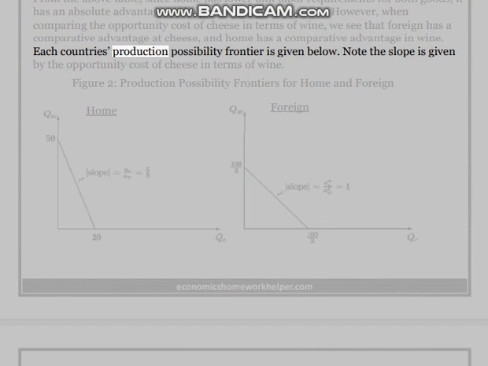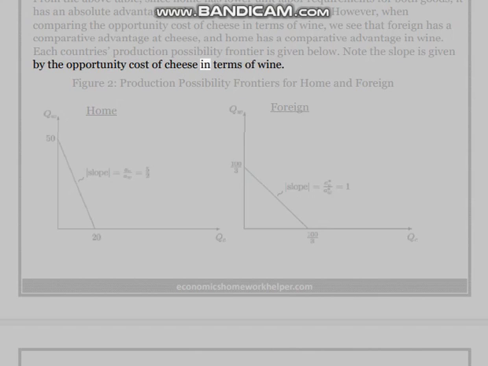Each country's production possibility frontier is given below. Note the slope is given by the opportunity cost of cheese in terms of wine. Figure 2, production possibility frontiers for home and foreign.